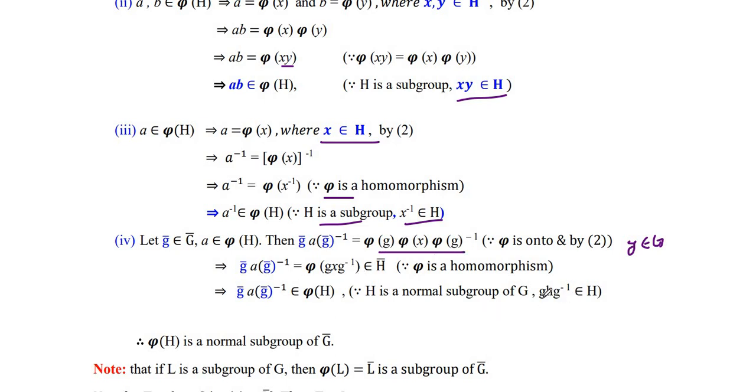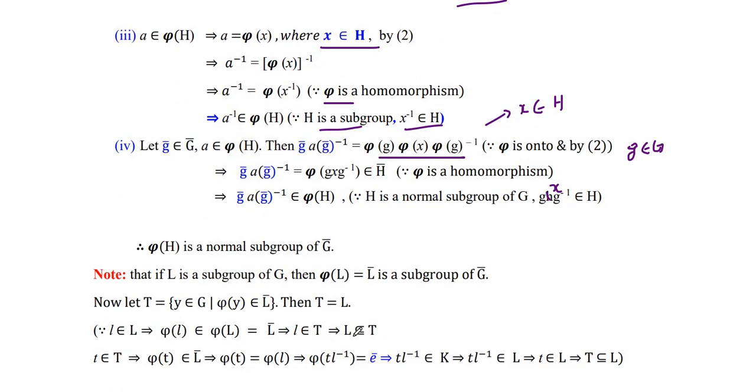Because GX G inverse is in H. Why is it so? Here your X is in H, and capital H is given to be normal in G, and small g is in capital G, X is in H, so GX G inverse should be in H. So because GX G inverse is a member of H, this has to be in phi of H. So that shows that phi of H is normal in G bar.